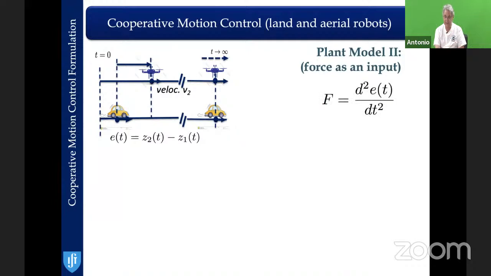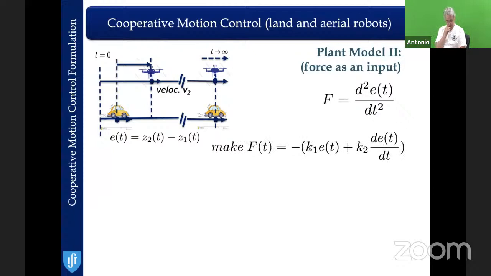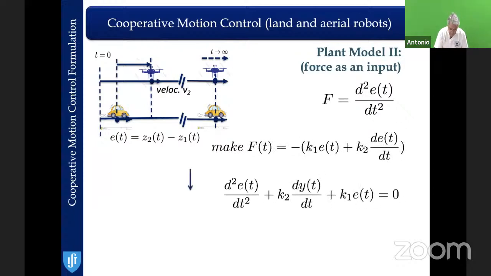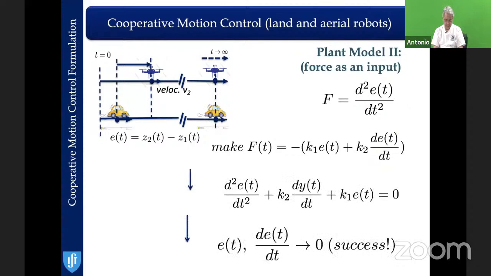Okay, so that's the model that you have there. And now this is the error, and you have a second derivative and you have F, and you have no idea what the F should be. Well, you want the error to go to 0, and the error will satisfy a second order differential equation.